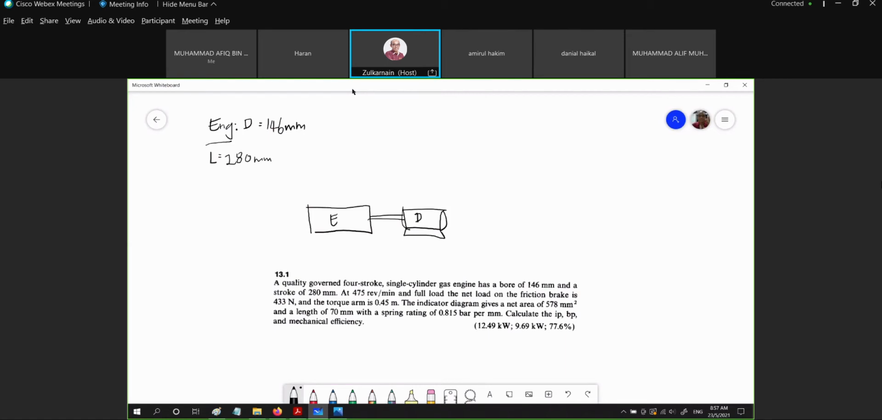At 475. So now it is given 475, but it doesn't specify for which RPM. So what do we do? Assuming that the N for the engine, which is equal to the N for everything, is equal to N for the dynamometer. So given as 475. Oh, that RPM is small.